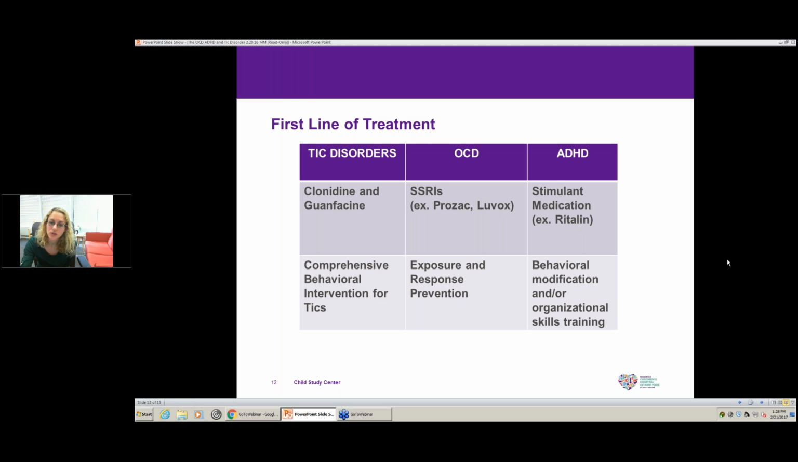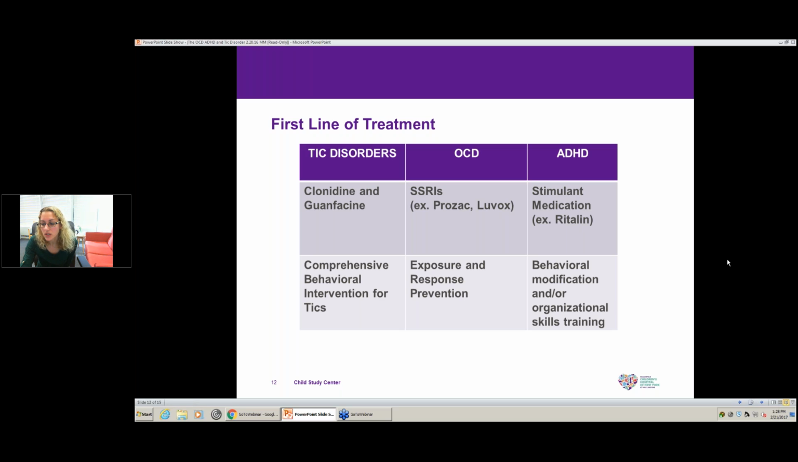For obsessive-compulsive disorder, the first line of treatment psychiatrists typically use would be a selective serotonin reuptake inhibitor, such as Prozac or Luvox or Zoloft. And this can be very helpful, as well as, as I talked about before, exposure and response prevention treatment as a behavioral intervention.